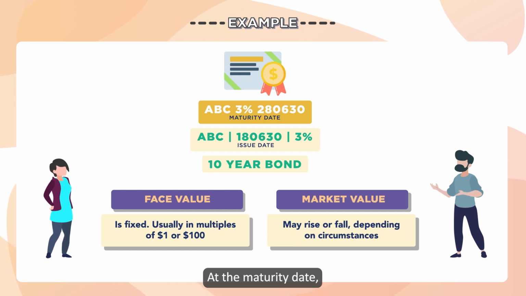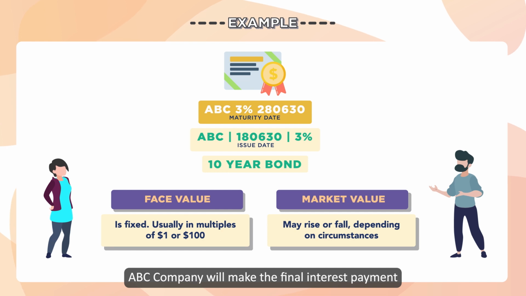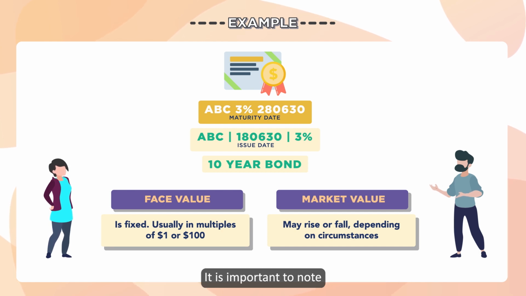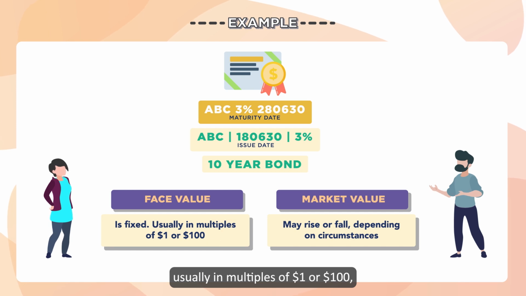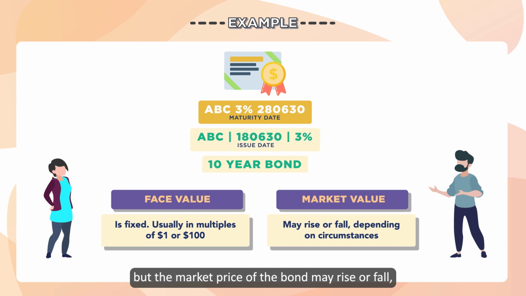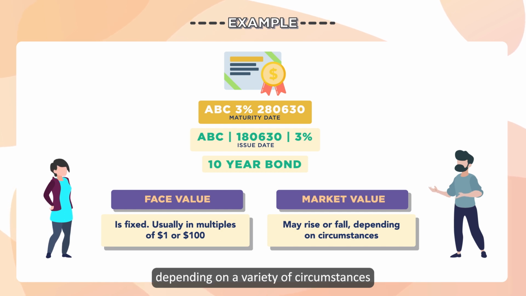At the maturity date, ABC Company will make the final interest payment as well as repay the face or par value of the bond. It is important to note that the face value is not the same as the market value. The face value is fixed, usually in multiples of $1 or $100, but the market price of the bond may rise or fall depending on a variety of circumstances which we will explore later.